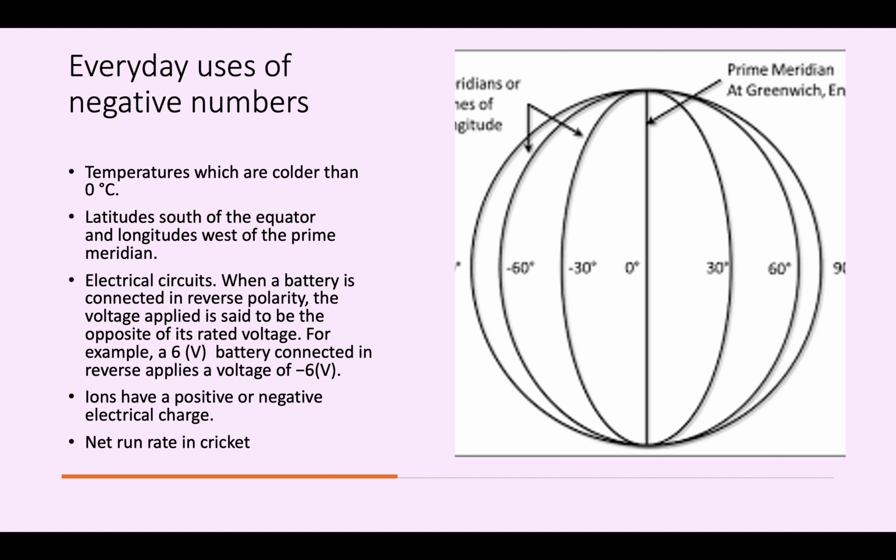On the right hand side, I have added a picture of all the longitudes along with the prime meridian. Here it is shown that the longitudes to the left of the prime meridian are shown with a negative sign.